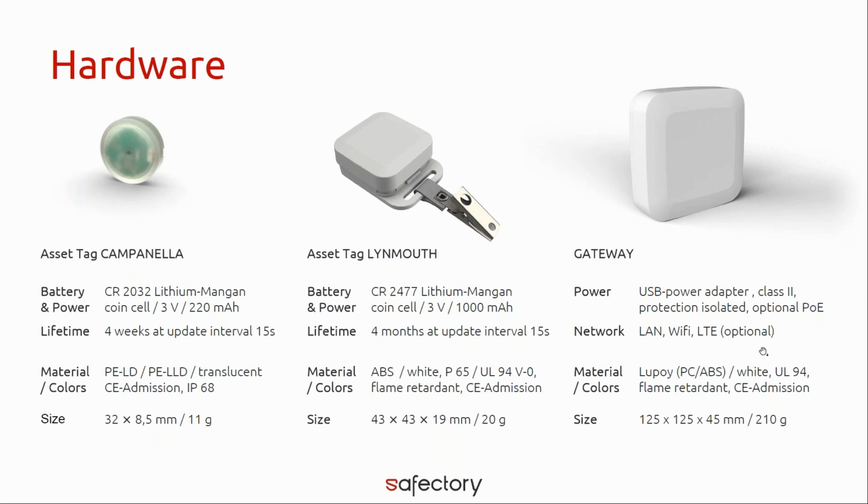Last but not least, you see the gateway. This is used to transmit the data from the asset tags to the backend in order to later perform reports and have records about who has met who.